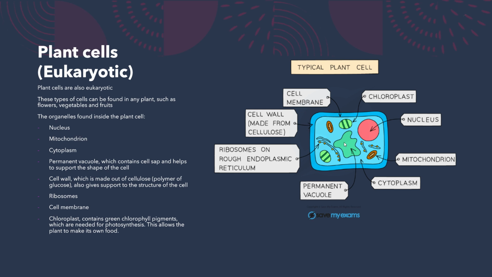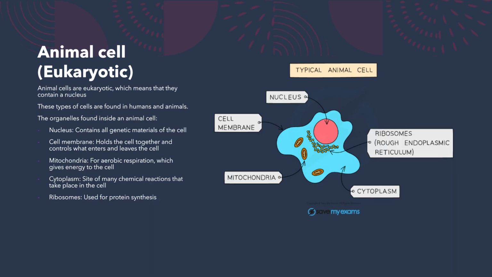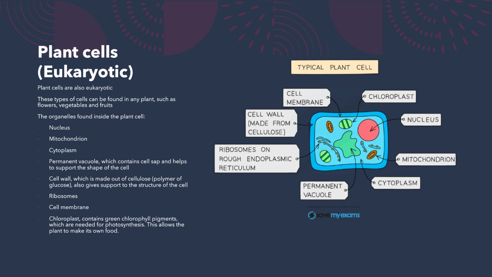So the cell wall is made out of cellulose and it gives support to the structure of the cell. So as you can probably see, it's in the shape of a rectangle and the animal cell is just in the shape of like a regular blob, okay? The reason why it's in the shape of a rectangle is because of the cell wall. It maintains its shape, gives it structure.